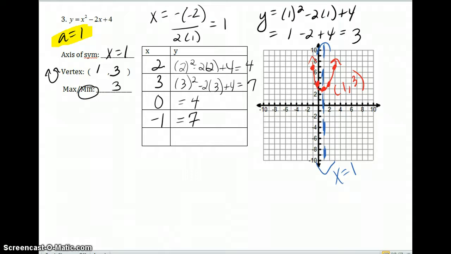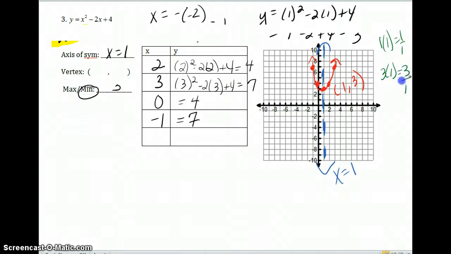All right, now let's say we want to do the shortcut. So 1a, 3a, 5a. Our a value is 1, so 1 times 1 is going to be 1 over 1. 3 times 1 is going to be 3 over 1. So start at the vertex. We go up or down the top number, so up 1, left and right 1. Up 3, left and right 1. And once again, notice we have the same exact parabola.